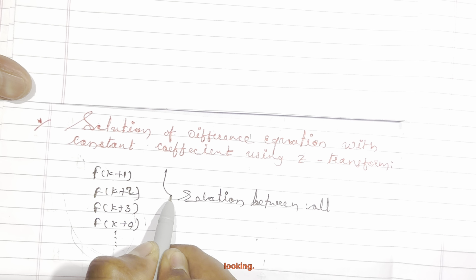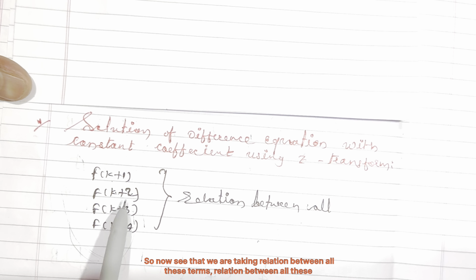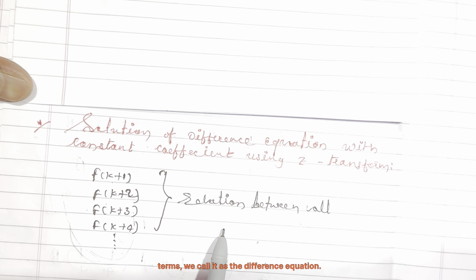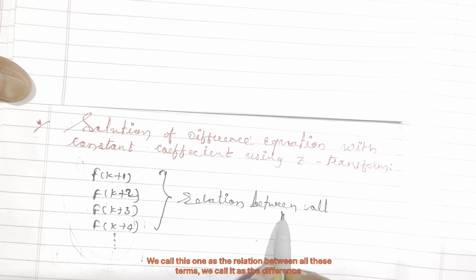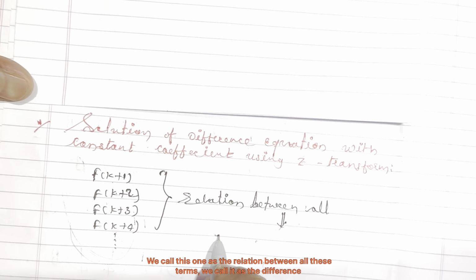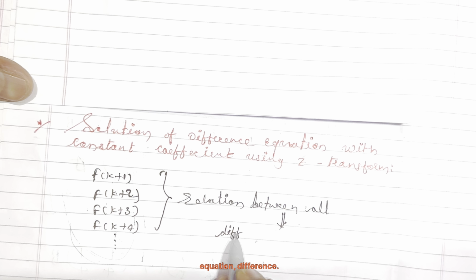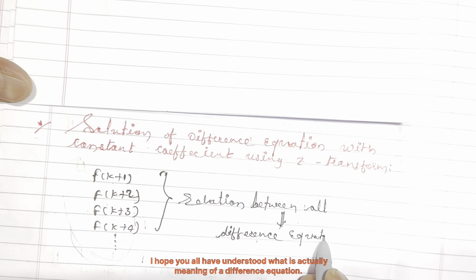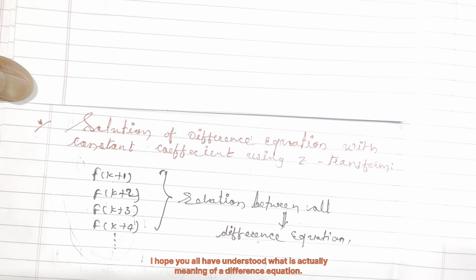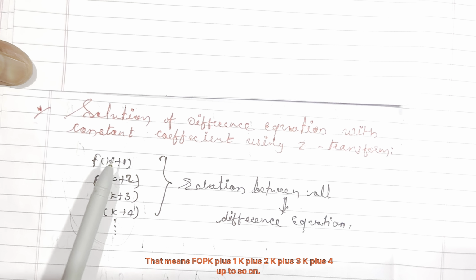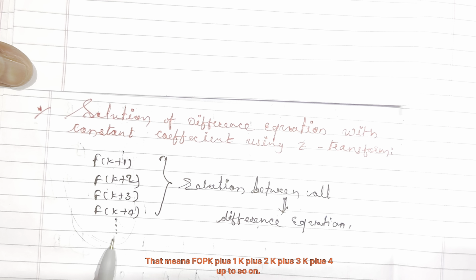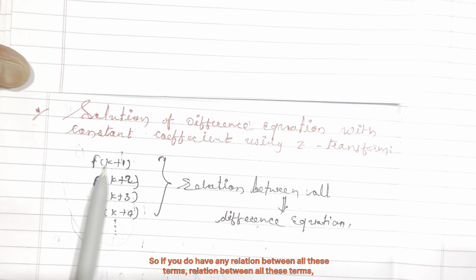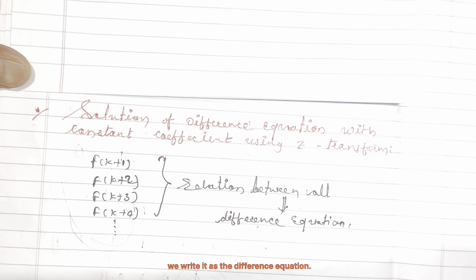we are taking the relation between all these terms, and we call it the difference equation. I hope you all have understood what is actually meant by a difference equation. Let me see f of k plus 1, k plus 2, k plus 3, k plus 4 and so on. If you have any relation between all these terms, we write it as the difference equation.